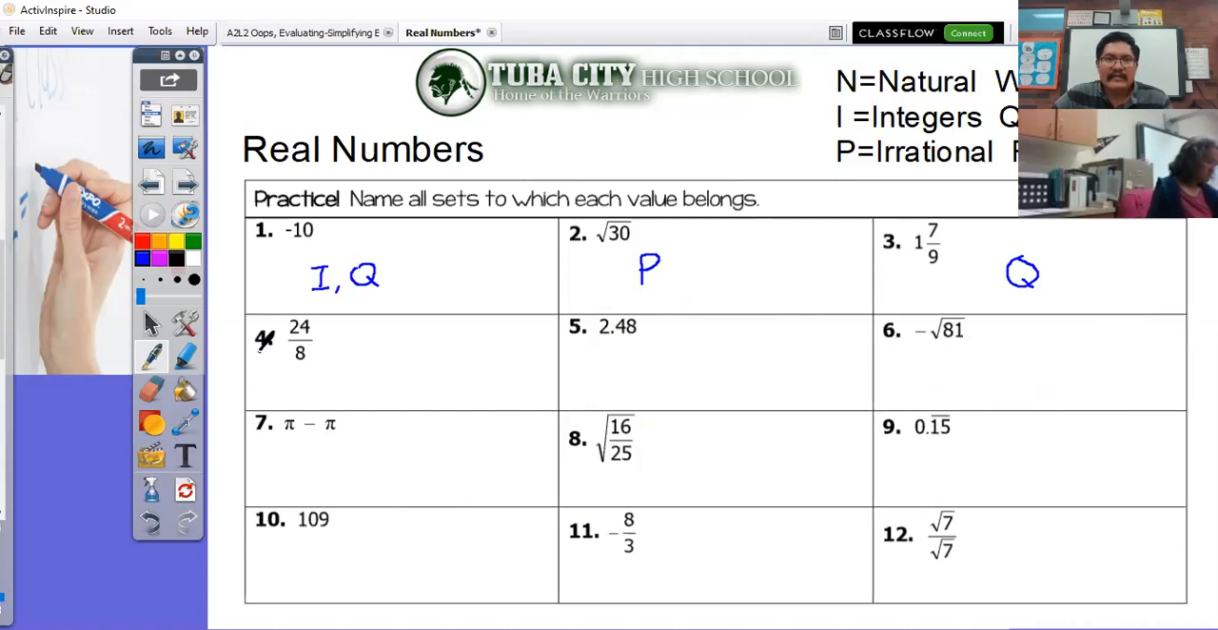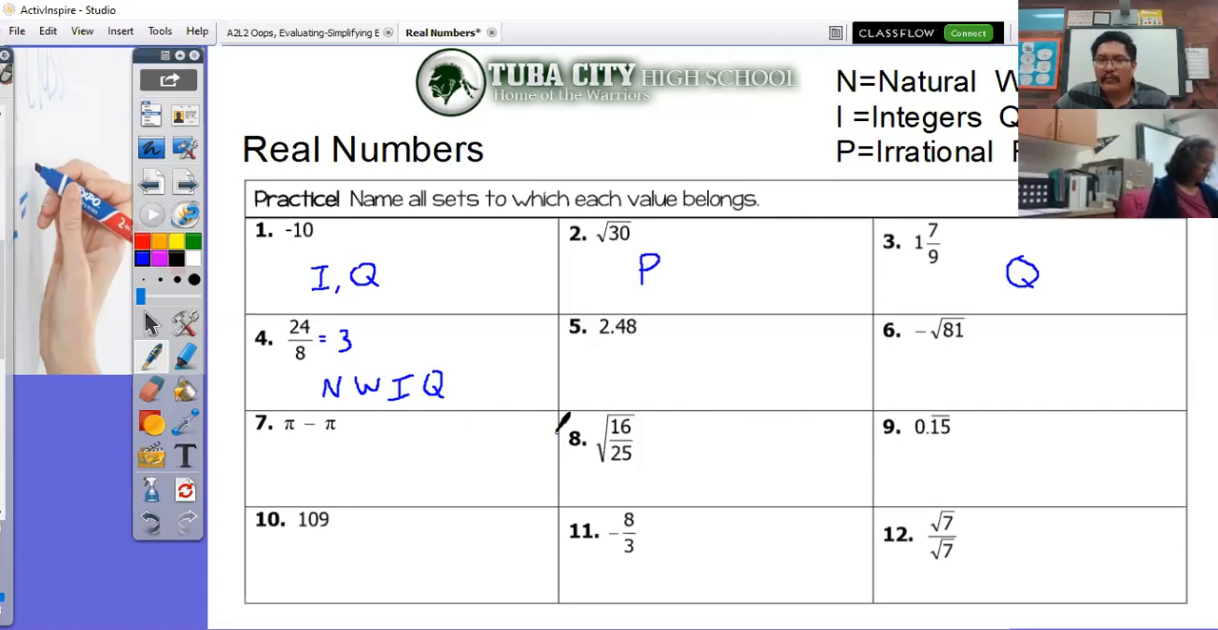Now, here's where I told you to be careful of some of these tricks. Anytime it has an operation in there, let's see if we can do that operation. So can I divide 24 by 8? Yeah, and does it become a decimal number or a fraction or a mixed number? No, it becomes 3. 24 divided by 8 is 3, so this is just 3. So 3 is natural, it is whole, it is an integer, and it is rational, sorry. So it is all 4 of those groups.